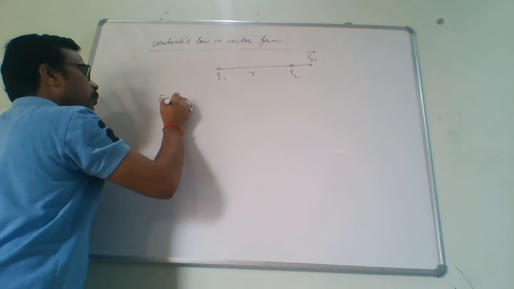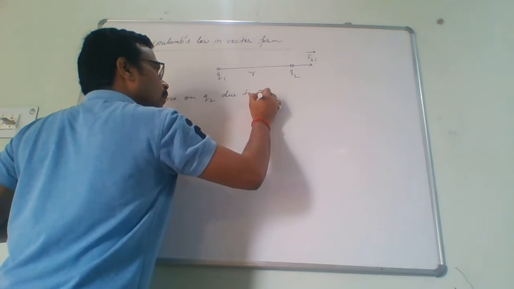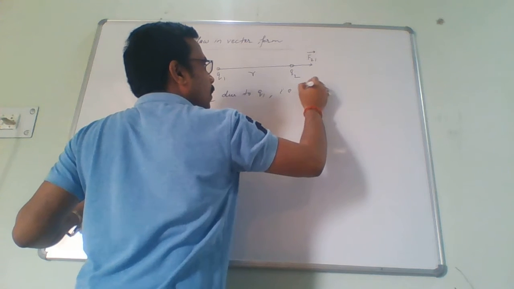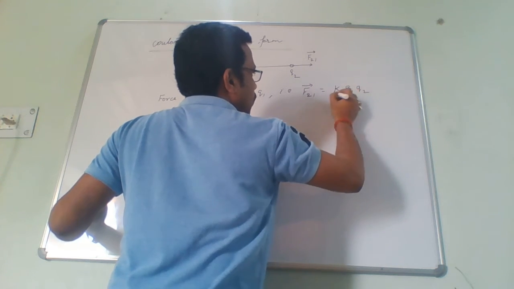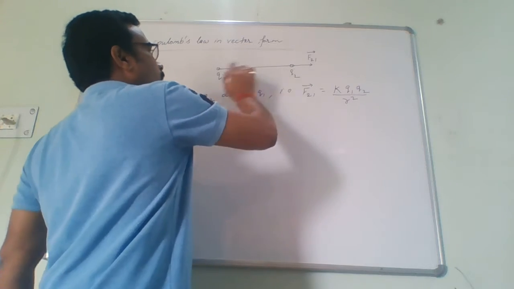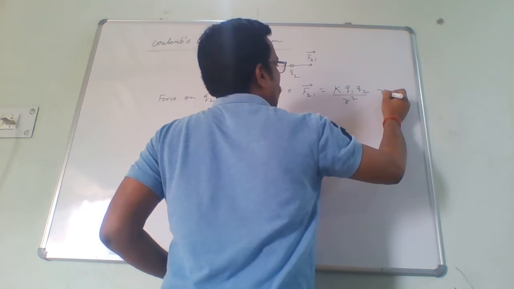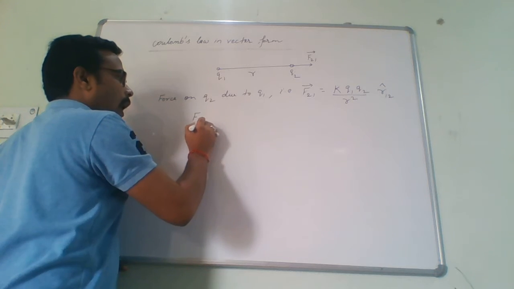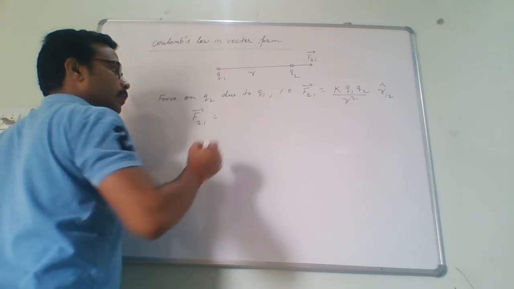F21, or force on q2 due to q1, that is, F21 is equal to K into q1 into q2 divided by r square in the direction as shown. Now here this direction may be shown as unit vector r12, and we know unit vector r12 means vector r12 by mod of vector r12.